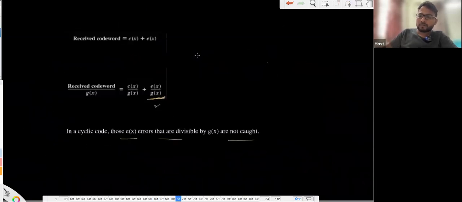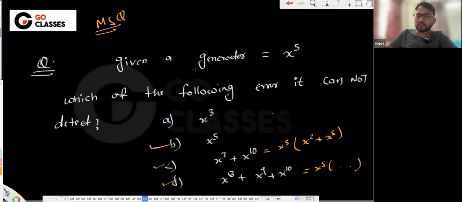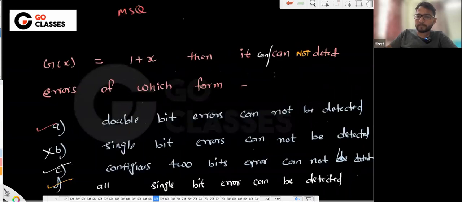Okay, so yeah, 2 means 0, but where do you need 2 here? This is x power i plus x power j. Double bit error means error in 2 positions, i and j. Okay, so what you are not able to understand, double bit error means x power i plus x power j.